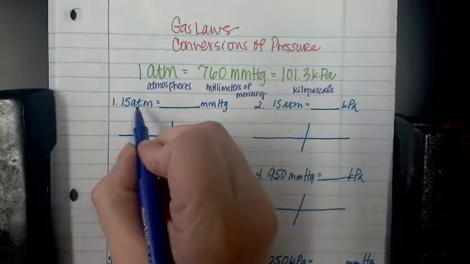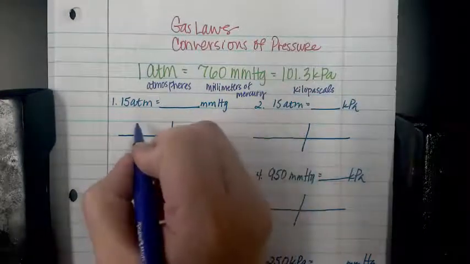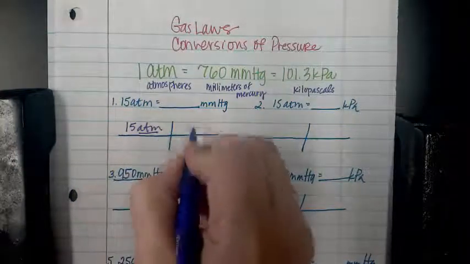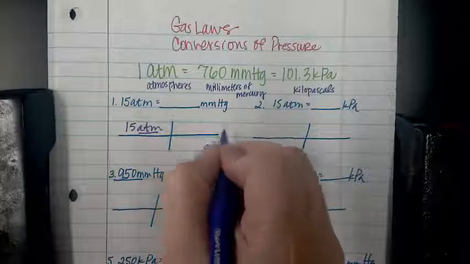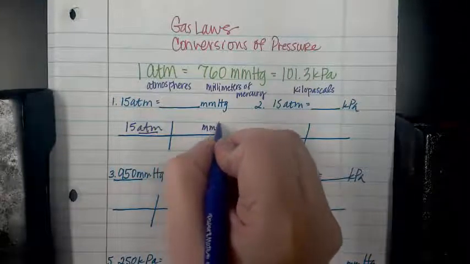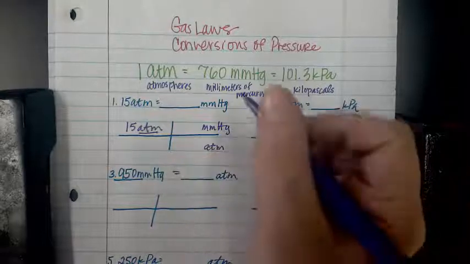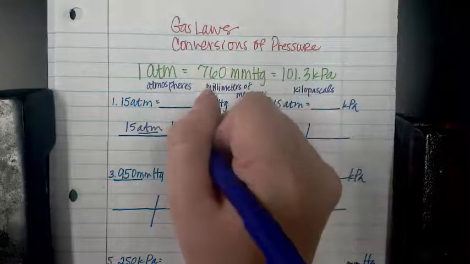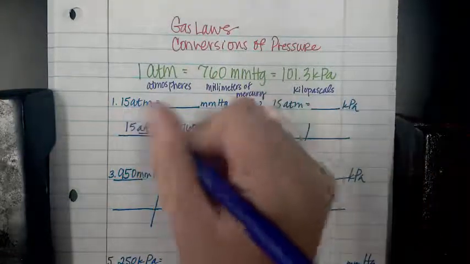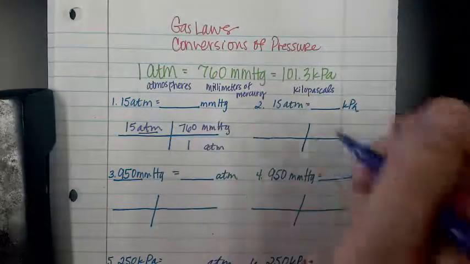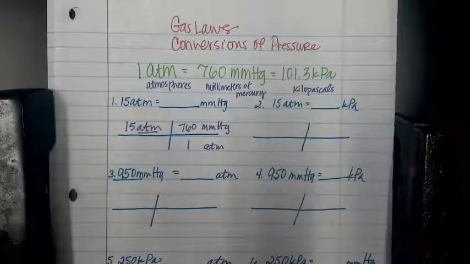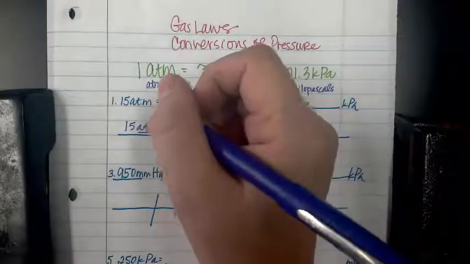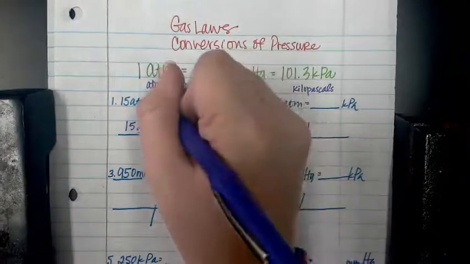So the first question is going from 15 atmospheres to millimeters of mercury. So once again, I put 15 atmospheres here. Remember, your unit carries down. You put your unknown up here. And you just put your numbers in from up here. So this is going to be 760 right there, and this is 1. And you're going to multiply across and divide by the bottom. So your answer ends up being 11,400 millimeters of mercury.